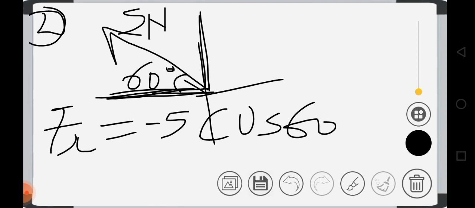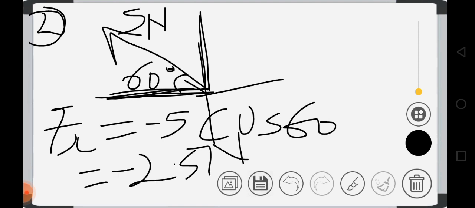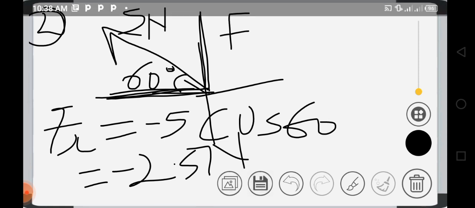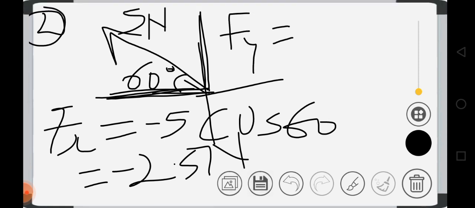So if you do that, you're going to have an answer. What is minus 5 cos 60? That'll give us minus 2.5 newtons. Then for the y component now, just check.